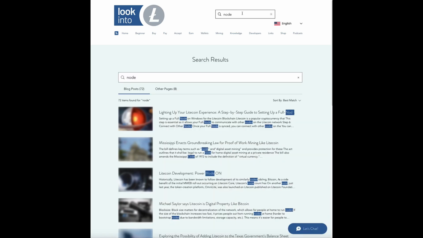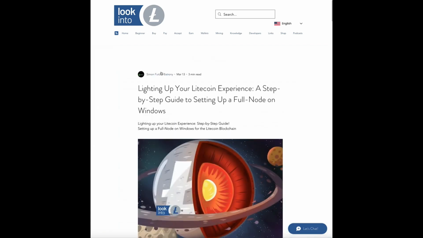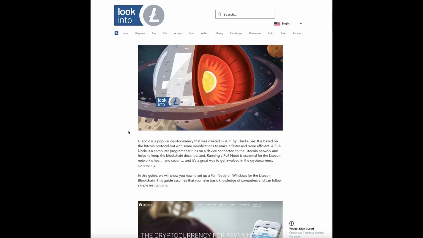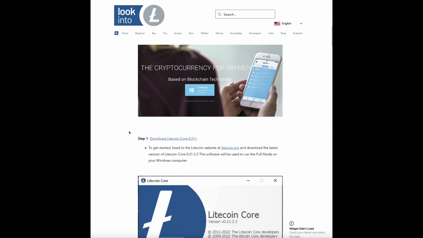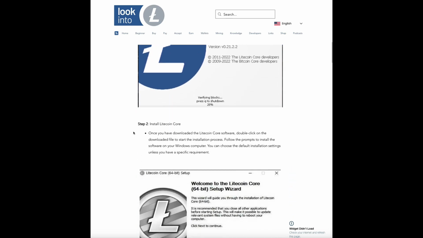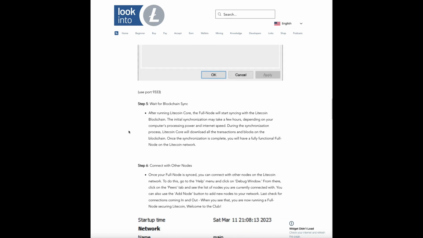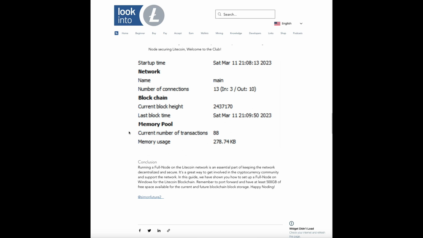I wrote a guide, right? Called by Simon Future Petroni here. Lighten up your Litecoin experience, a step-by-step guide to setting up a full node on Windows, right? So this will help you to set up your PC and become part of the infrastructure, right? This is so you guys know this is from this year, right? March, all right, 2023. You can see this is my own personal screenshot.